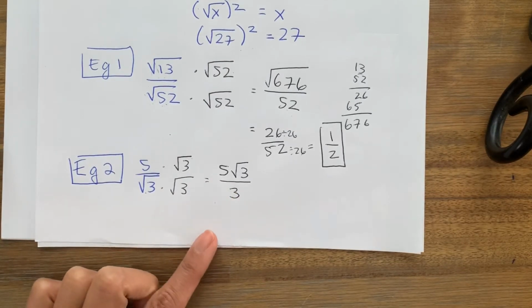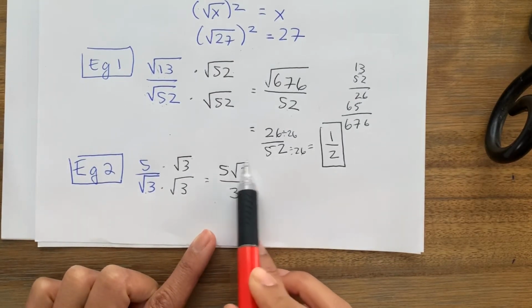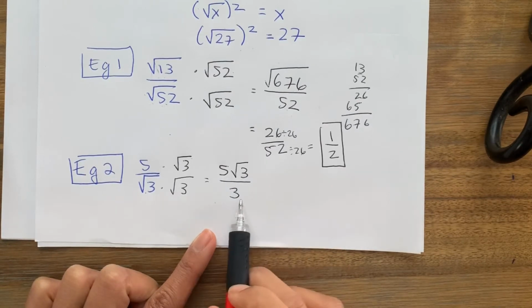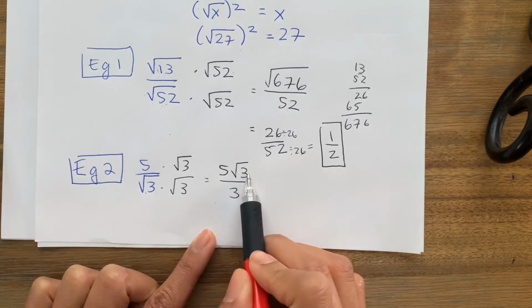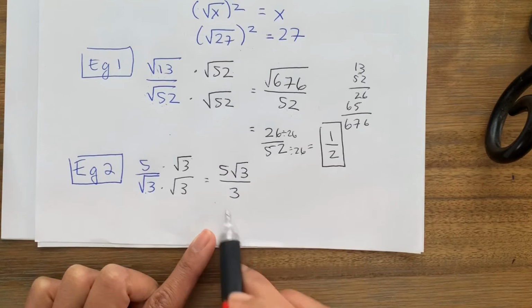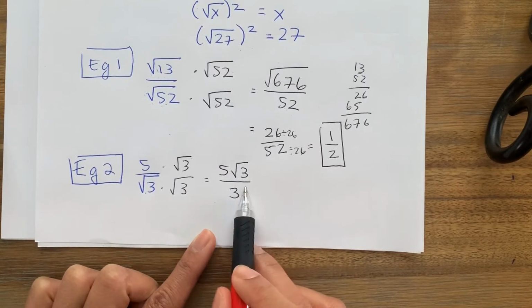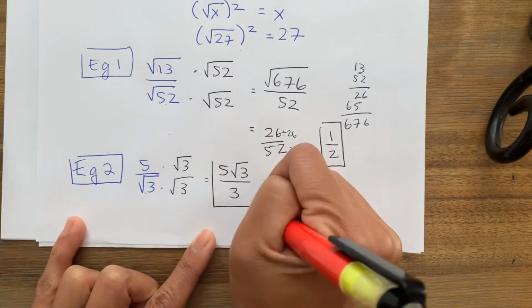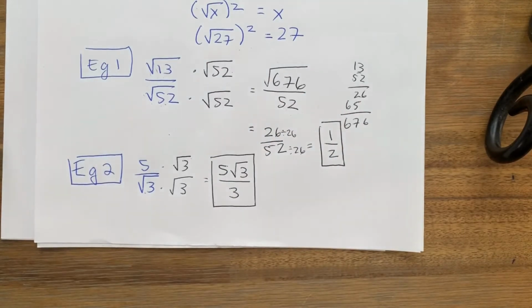And you might be wondering, well, there's a root 3 here. Do I need to get rid of the radical? And the answer is no. It's okay to have a radical in the numerator when it just asks to rationalize the denominator. So therefore, this becomes the final answer for example 2.